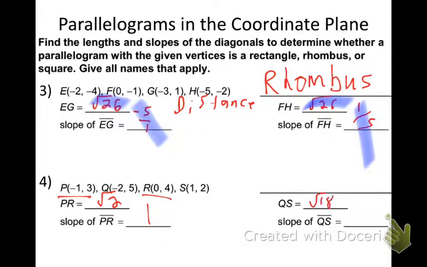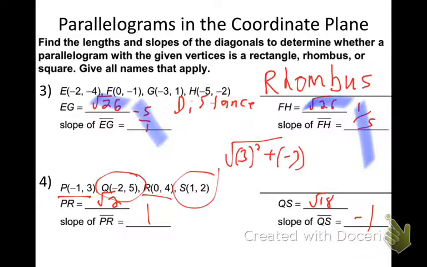How did you get that? It's square root of 18. And the slope of QS is then... The slope is negative 1. But how'd you get square root of 18? 3 squared and negative 3 squared? So it's 9. Squared makes it positive. Plus 9. 9 plus 9, which is 18 then.